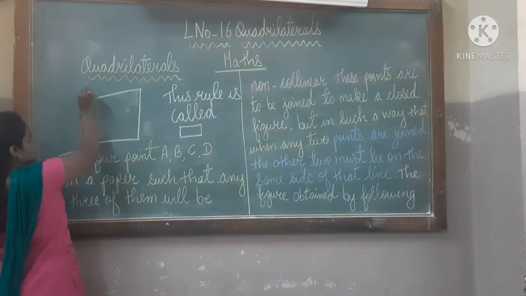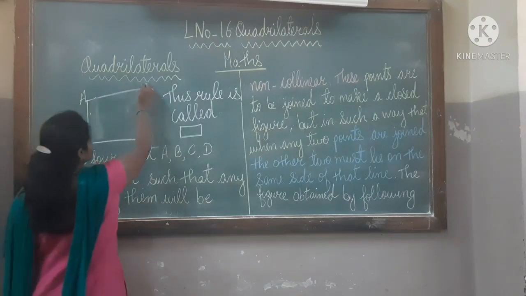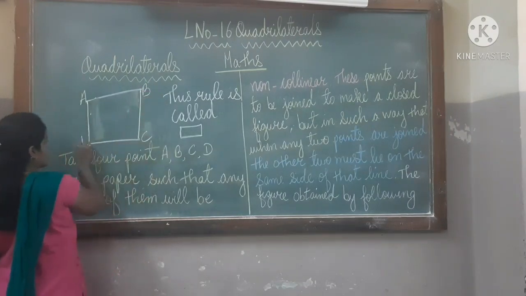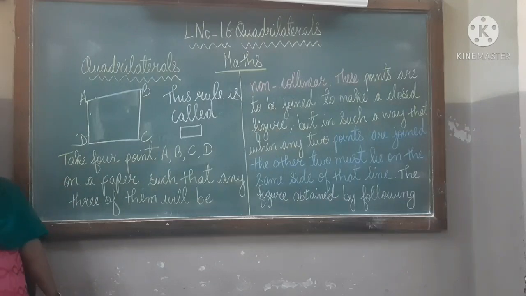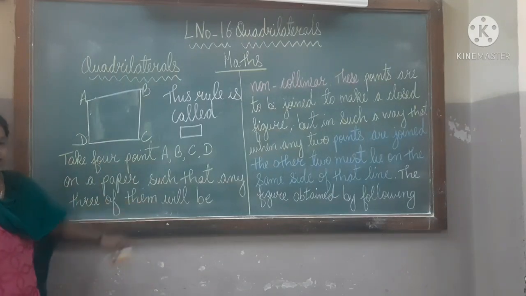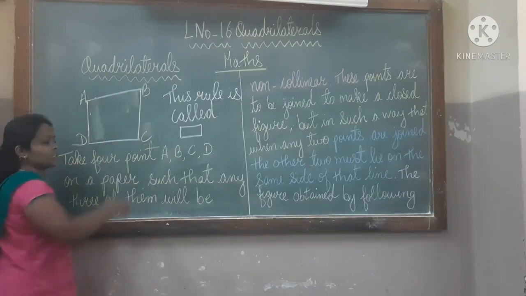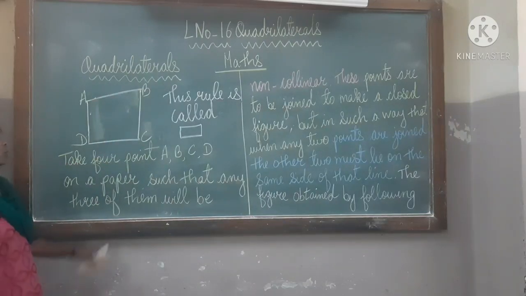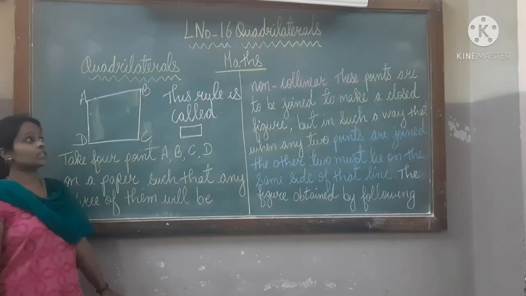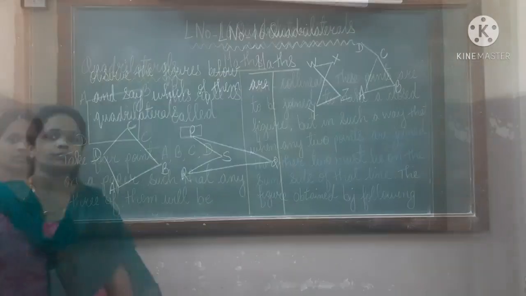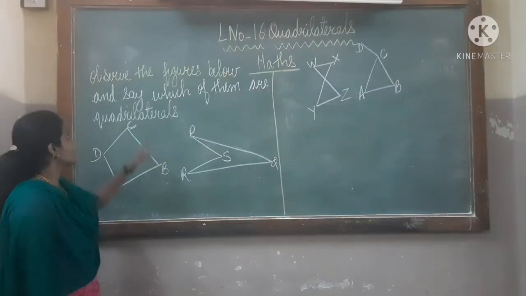Now I am writing it in the correct order. First also you are writing in correct order, but after joining it, you come to the closed figure. And the letters were coming inside, so I have written it in the proper order to show you actually what a quadrilateral is.